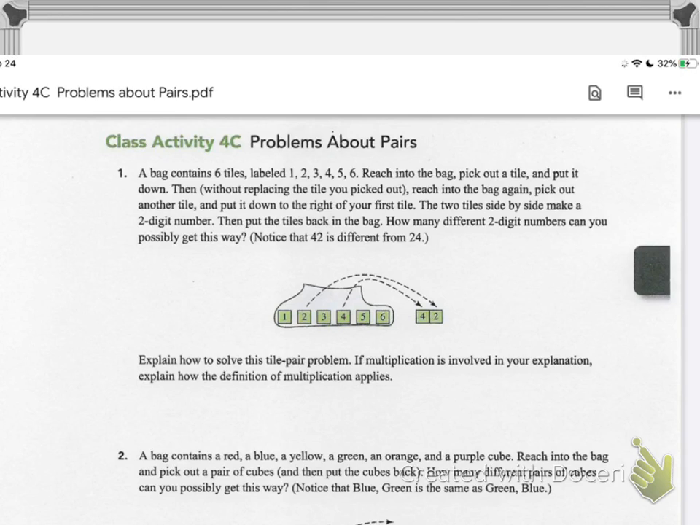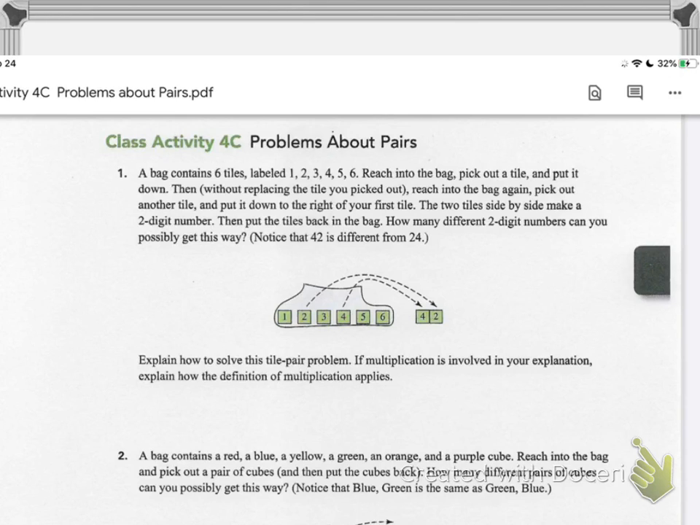Then, without replacing the tile you picked first, reach into the bag again and pick out another tile, and then put it down to the right of your first tile. The 2 tiles side by side make a 2-digit number. Then put the tiles back in the bag. How many different 2-digit numbers can you possibly get this way? Notice that 4-2 is different from 2-4.